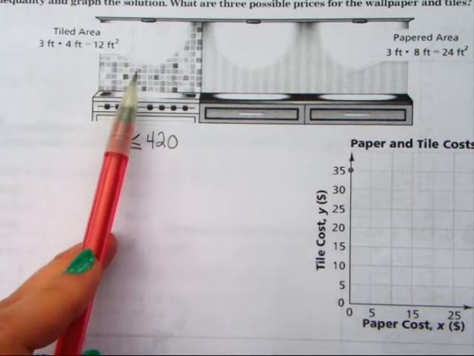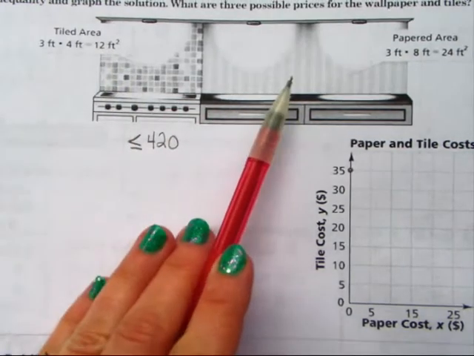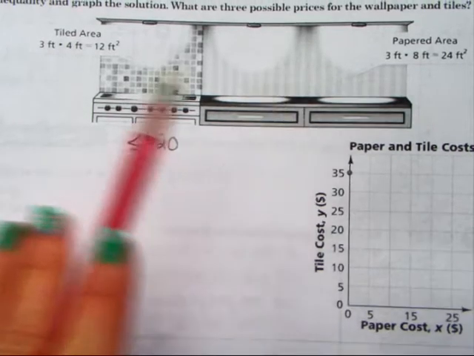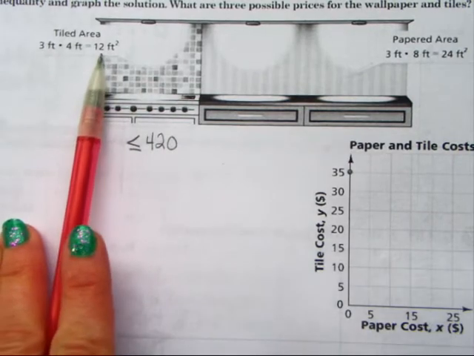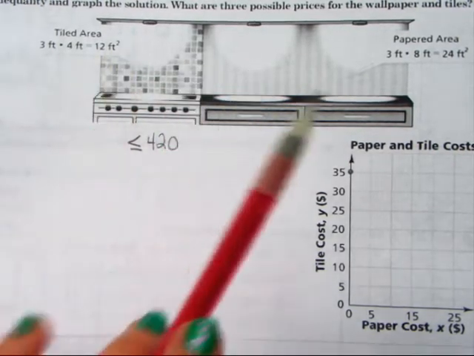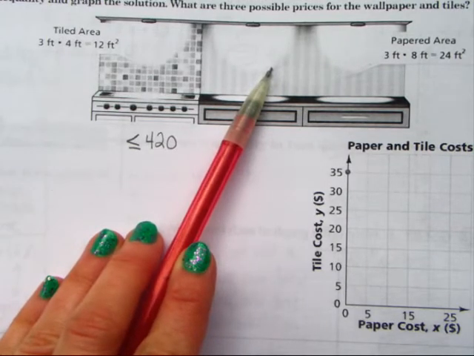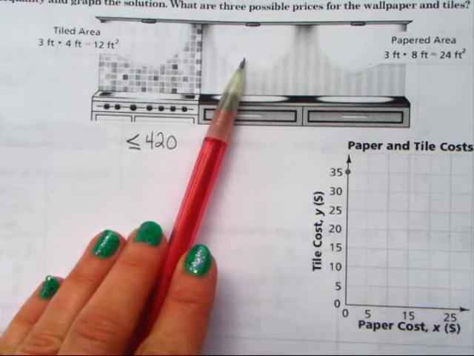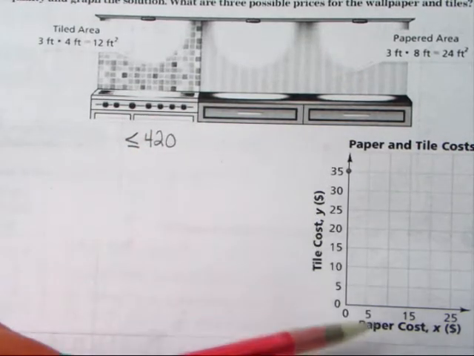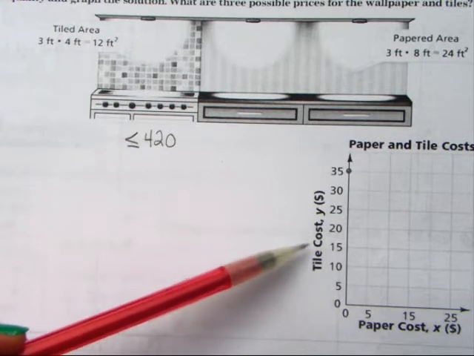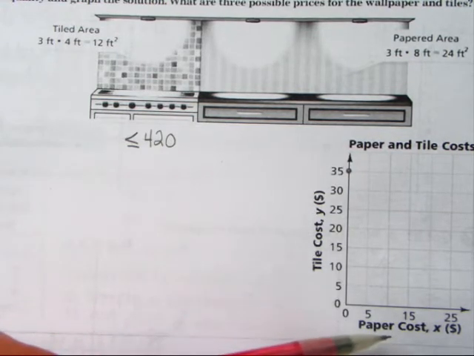Now they're going to put tile above the stove, and you can see in the picture they're going to put wallpaper above the countertop. The tile has 12 square feet, and the papered area has 24 square feet. In order to do this, we need to really think about how much we want to spend. So you can see they've already labeled our Y being the total cost for the tile, and X being the total cost for the paper.